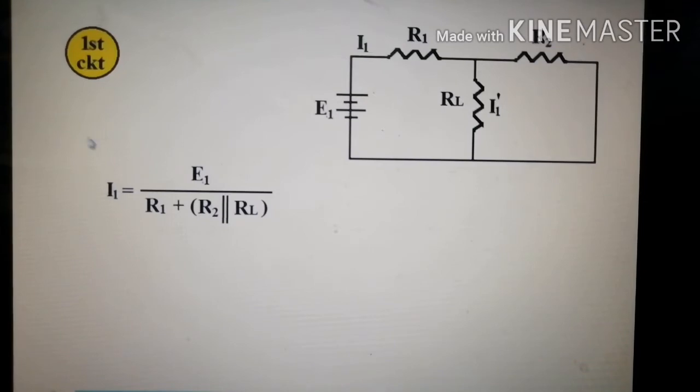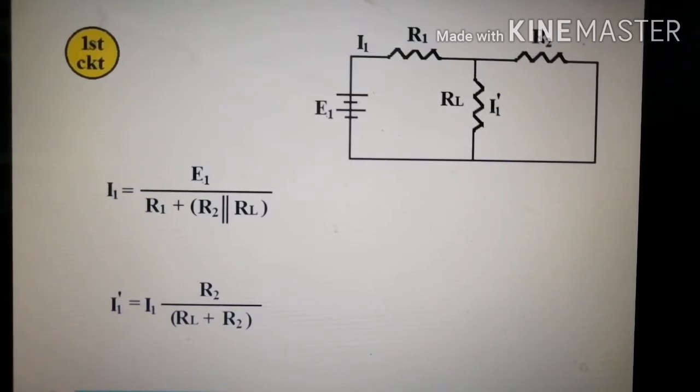Now, according to the current division rule, we can calculate I1 dash. What is the value of I1 dash? I1 dash is I1 into resistance R2 divided by resistance R2 plus RL. This is known as the current division rule. With its help, we can calculate I1 dash, which is a part of the current I1 that passes through the load resistor, and the direction of I1 dash is downward.